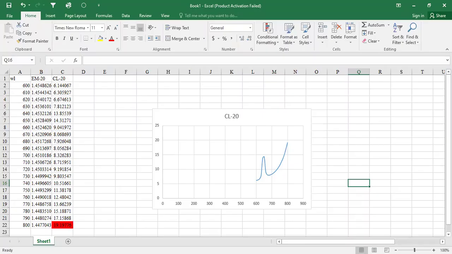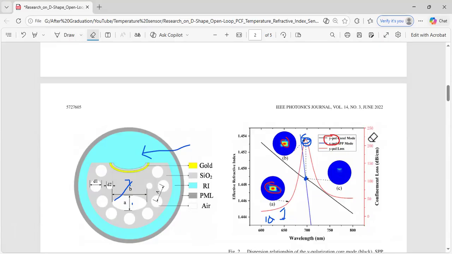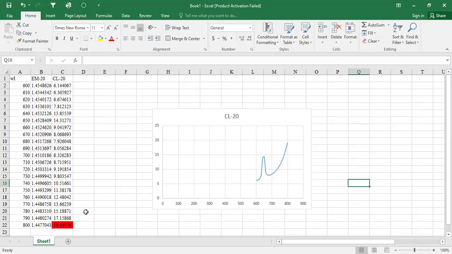Another thing I want to mention. Their loss is till 250, right? Decibel per centimeter. But for our case, it's only 19.19 decibel per centimeter. So that's another issue.